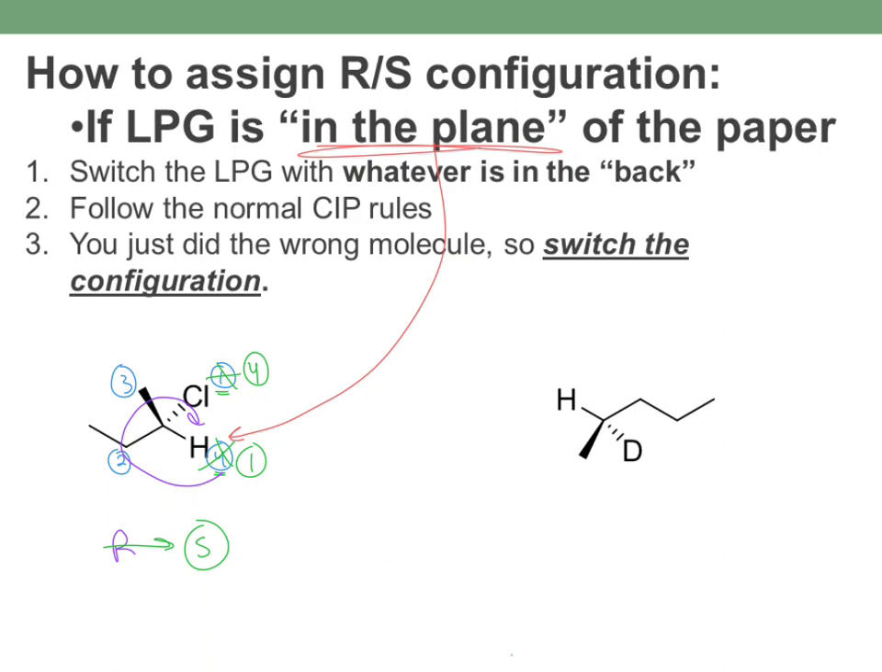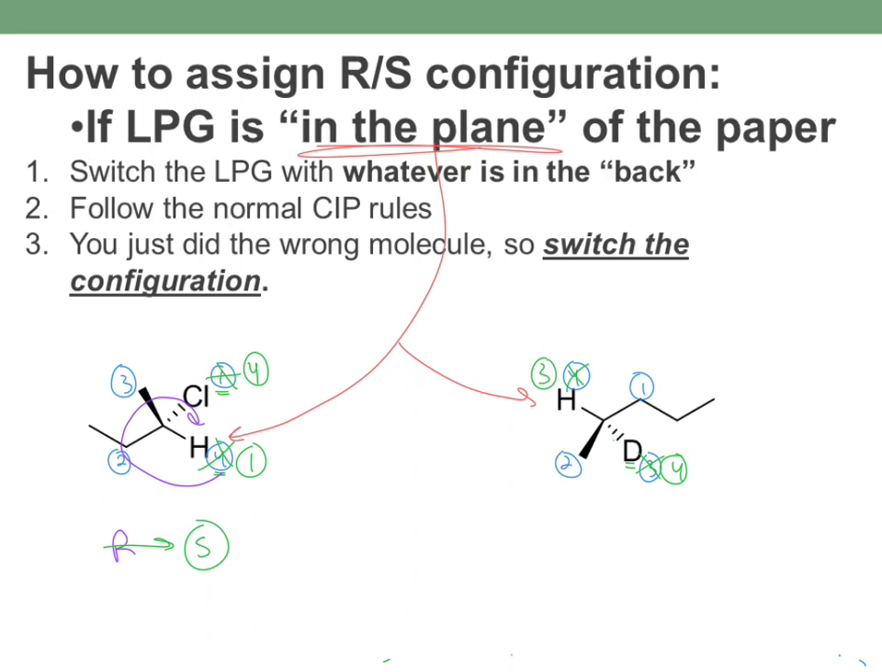Ditto, if I go to this molecule on the right-hand side, let's see, my number 1 is over here, this propyl piece. My number 2 is the methyl. My number 3 is the deuterium. My number 4 is the hydrogen. Again, the hydrogen is not coming out or going back. It's in the plane. So again, I'm going to switch it with whatever is in the back. So I'm going to switch number 4 with, in this case, number 3, right? Because number 3 is in the back. So I'm going to change this to 4, change this to 3, and I'm going to go ahead and take my configuration and switch it.